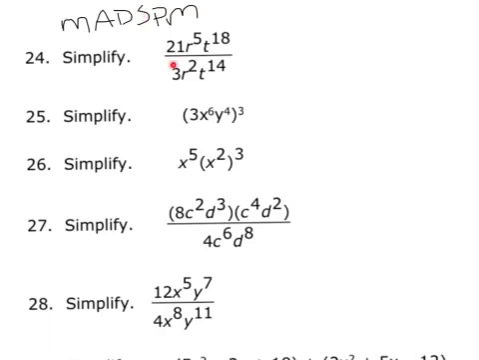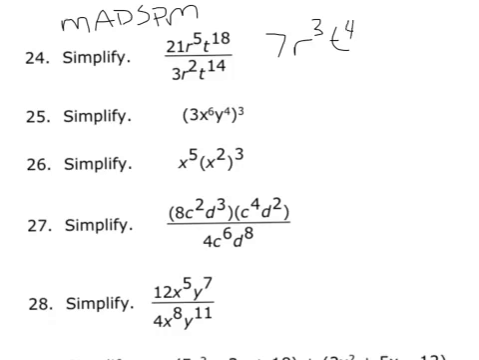So 21 divided by 3 is 7. So I'm going to write 7. And r to the 5th divided by r to the 2nd, we are going to subtract the exponents, or what's really happening is 2 of these are going to cancel out with 2 of those. So we have r to the 3rd power. And for t, we have 18 on top, 14 on the bottom. So 14 of them are going to cancel with 14 out of the 18 here. And that leaves us t to the 4th power.